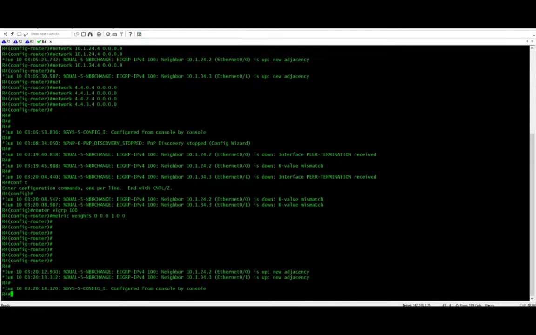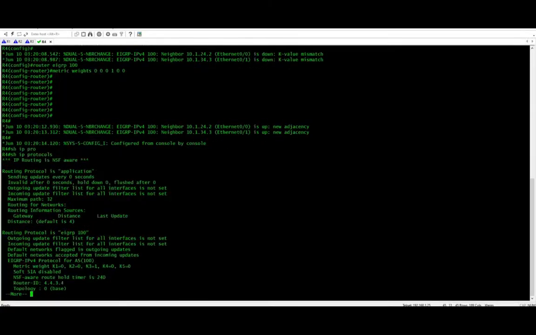So we are under the same AS, right? And the same K values we are using now. If I check my K value on R4 now, you can see that K1 has become 0.